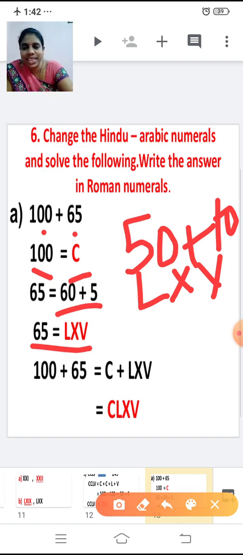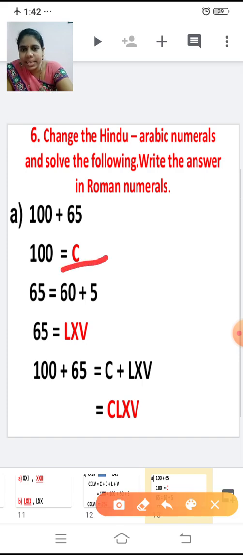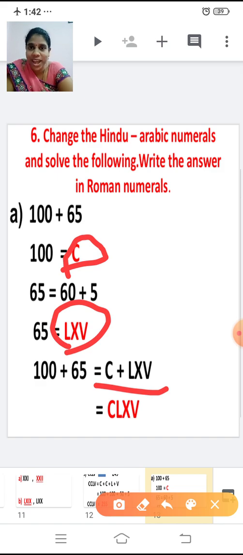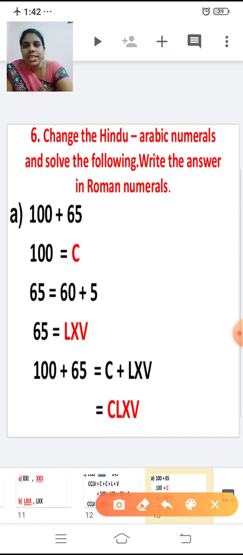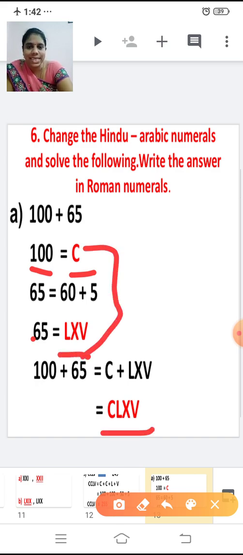Now let's add these two. Yes. C plus LXV. 100 plus 65. We are going to add this, right? So add all together. So the answer is CLXV. So we have changed the Indo-Arabic number into Roman numeral, right children? First change the Indo-Arabic number to Roman numeral. So Roman numeral for 100 is C, and for 65 it is LXV. Now add these both. So the answer is CLXV.